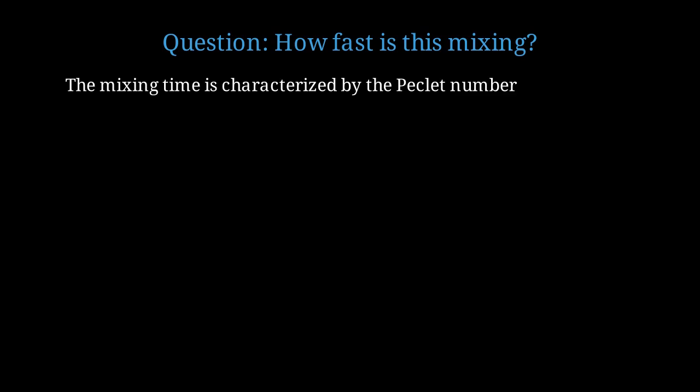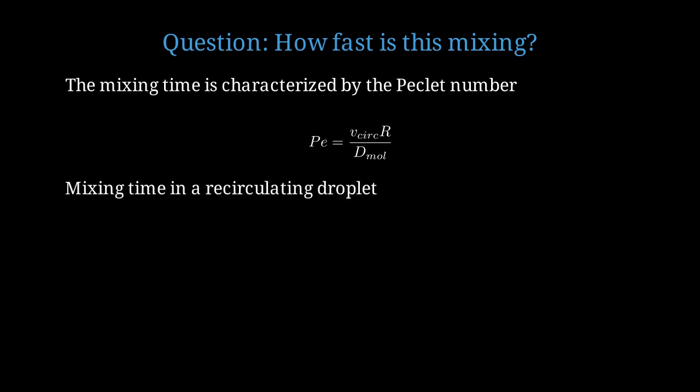Let's quantify this. How fast is the mixing in a moving microdroplet? The mixing is characterized by the Péclet number, which compares advection to diffusion. The Péclet number equals the circulation velocity times the droplet radius r divided by the molecular diffusion coefficient. For a droplet with internal recirculation, the mixing time is dramatically reduced. The mixing time is approximately r divided by the circulation velocity. Notice this scales linearly with r, not r squared like pure diffusion.